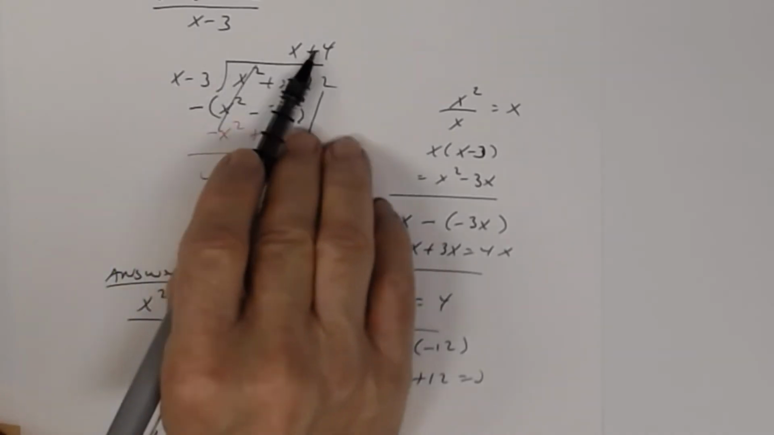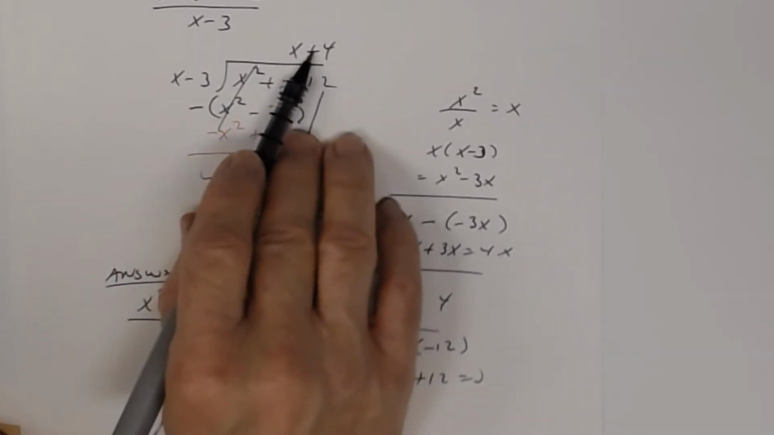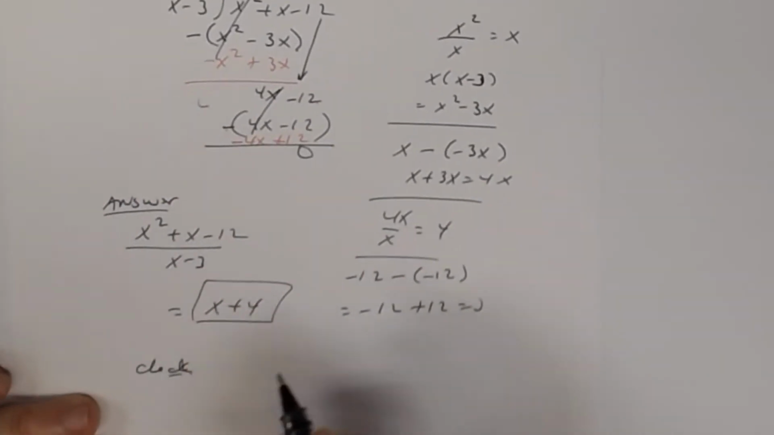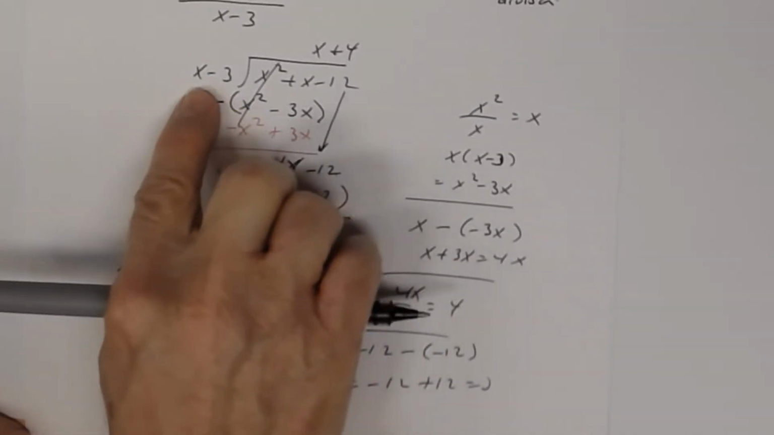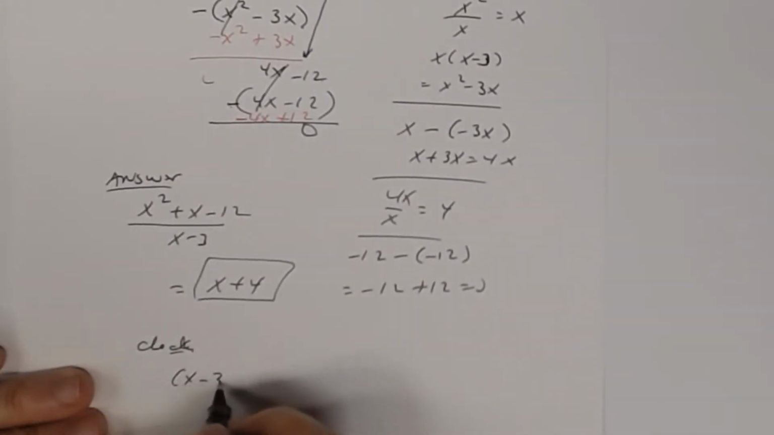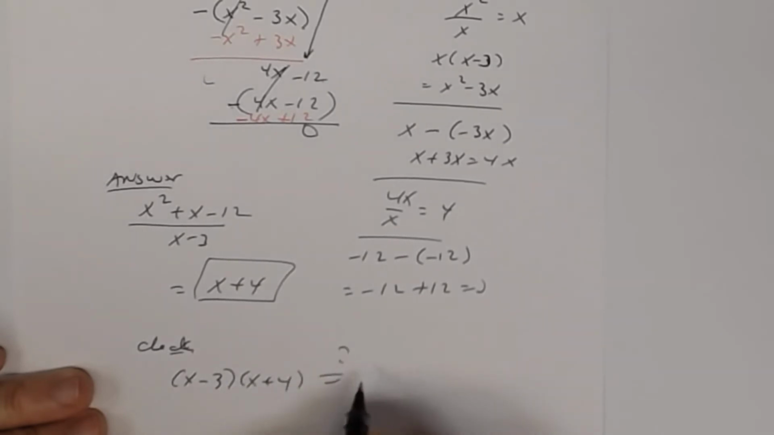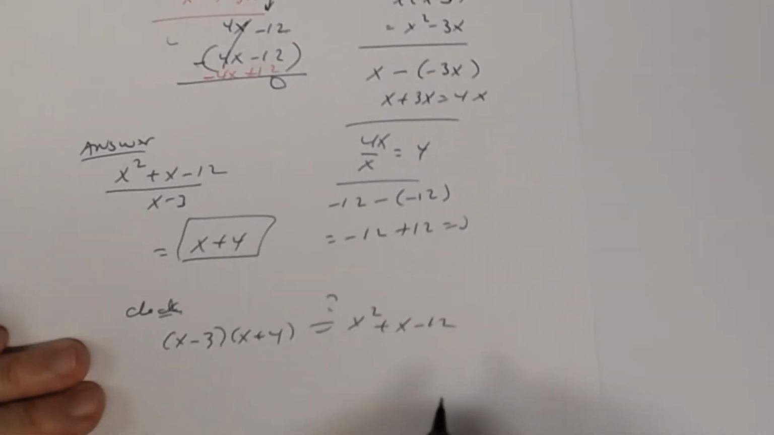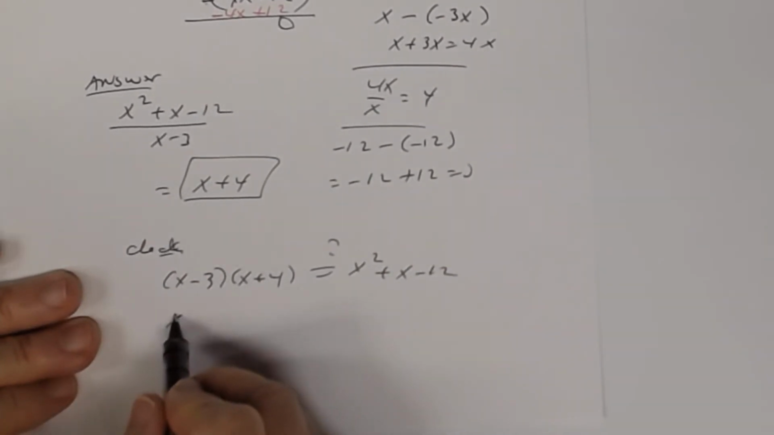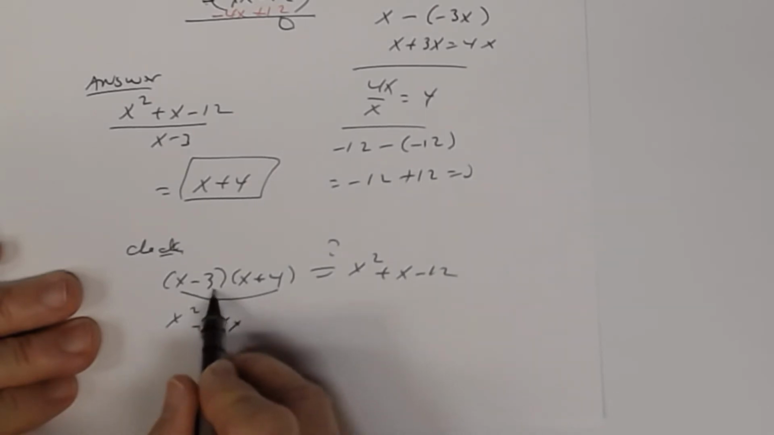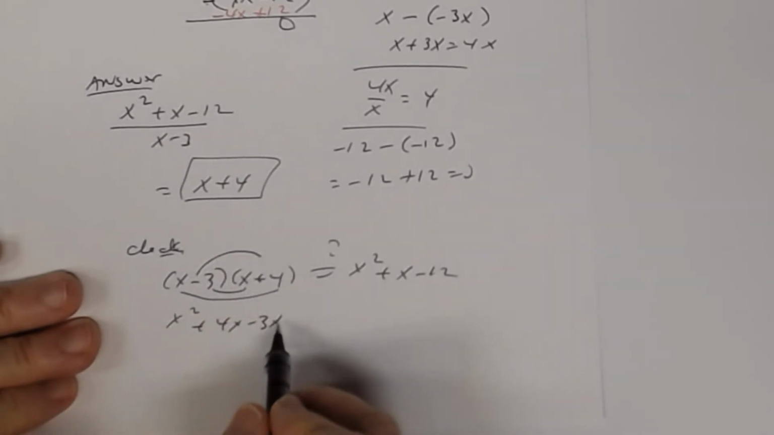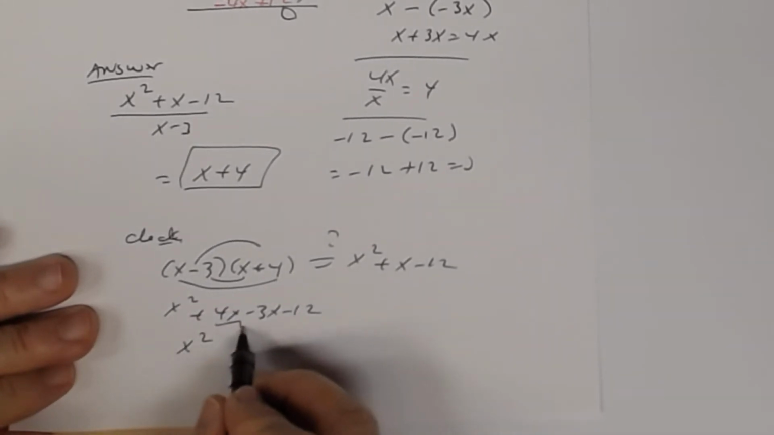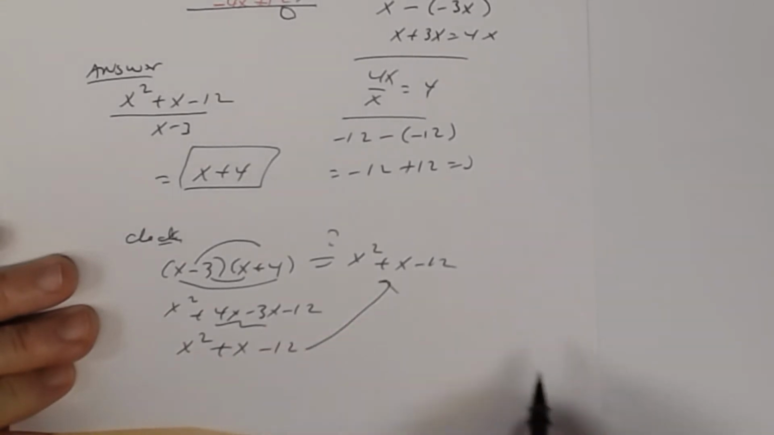All right, and if you just go ahead and check real quickly, remember you're going to say this: your divisor times your quotient plus the remainder is going to equal the dividend. And so since the remainder is 0, basically all you're doing is just saying x minus 3 times x plus 4. Okay, and you want to see that's going to equal the dividend, which is x squared plus x minus 12. And so if I FOIL this, x times x is x squared, the outer is 4x, the inner is a negative 3x, and the last is a negative 12. Negative 3 times 4 is a negative 12. Combine like terms, I get x squared plus x minus 12, which is what we wanted.